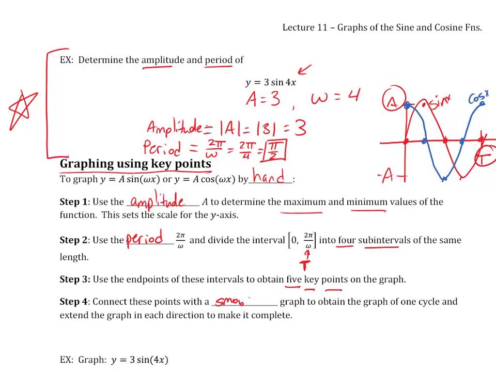smooth curve, and then extend the graph in each direction. So, make it keep going off in each direction. All right, so let me do a couple of examples of how we would graph those.